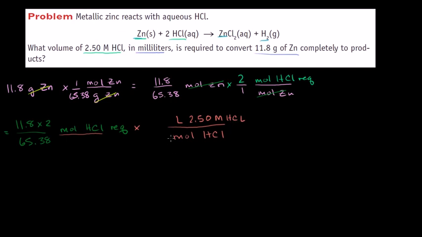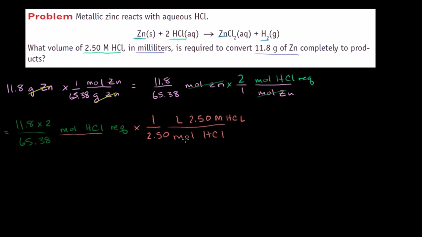So how many moles are there per liter? Well, this concentration is telling us molarity is moles per liter. So there are 2.50 moles for every 1 liter of our solution. That's what that tells us. This is a 2.5 molar solution. Its molarity is 2.5. There are 2.5 moles for every liter.